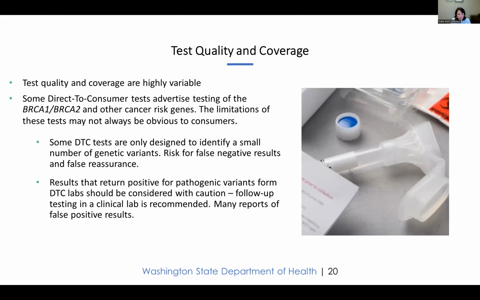And in that case, there's a risk for a false negative result or false reassurance, in which a family may have a genetic variant that wouldn't be detected by that version of a direct-to-consumer test. We've also seen that some of the direct-to-consumer tests will return a positive result when in fact clinical testing does not confirm that genetic variant in a family. So we always advise interpretation with caution of these types of tests, and that follow-up genetic counseling and testing in a clinical lab would be recommended before any clinical action was taken based on those results.